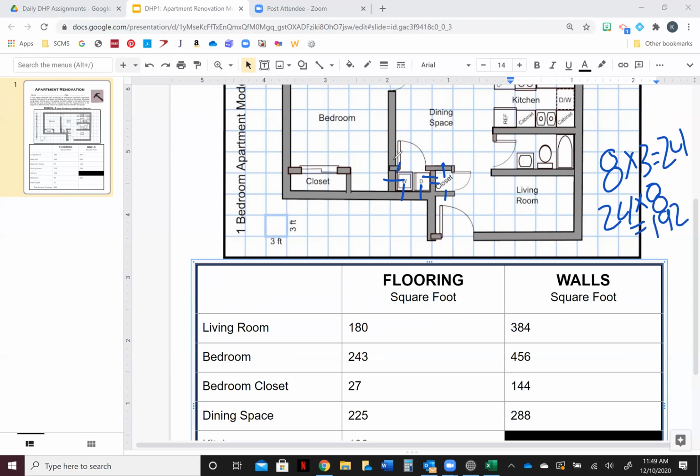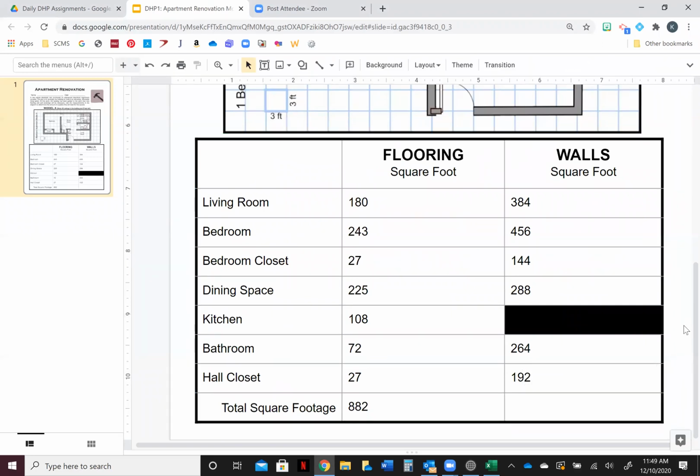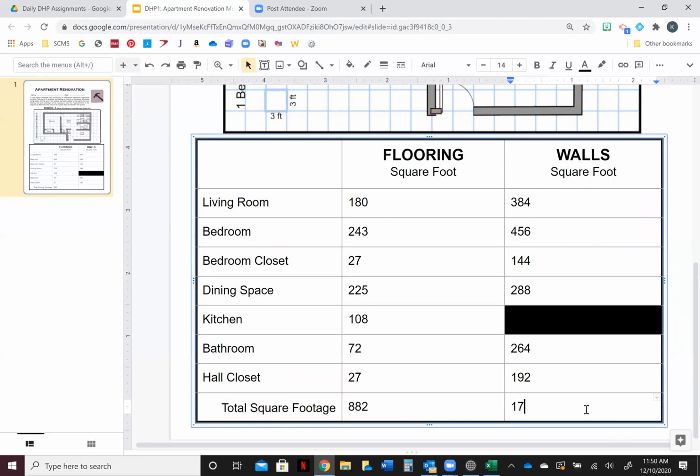So let me go ahead and clear this and scroll down. And I'll calculate the total square footage of the walls. So 384 plus 456, 144, 288, 264, and 192. I got 1,728. That's what I got. Okay.